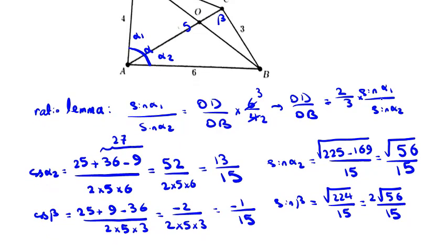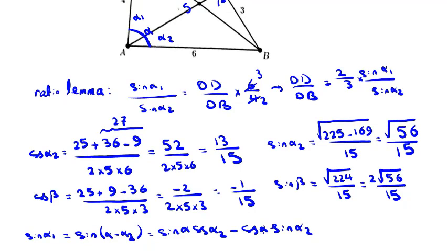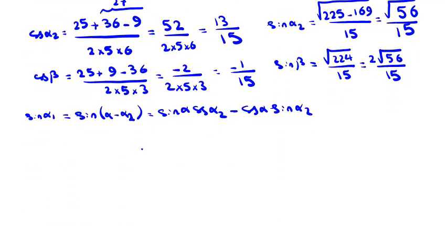So we want to find sine alpha 1. Sine alpha 1 is what? It is sine of alpha minus alpha 2. It is sine alpha cos alpha 2, you should memorize this formula, minus cos alpha sine alpha 2. Now, if you want to check with beta, because alpha plus beta is 180, it will be sine beta cos alpha 2, and because alpha plus beta is 180, cos alpha is negative cos beta. It will be plus cos beta sine alpha 2.